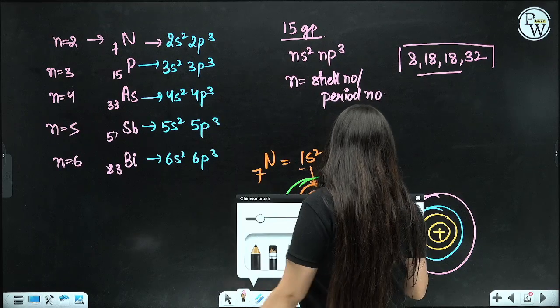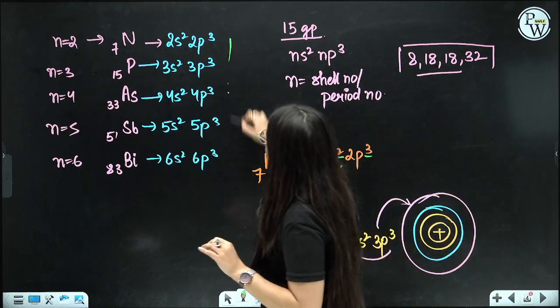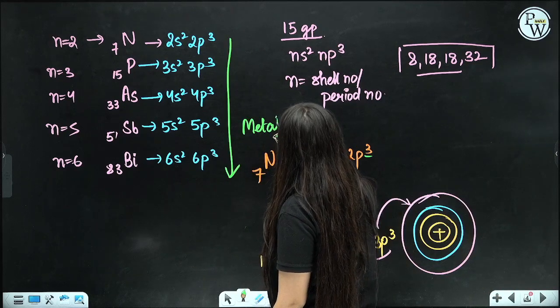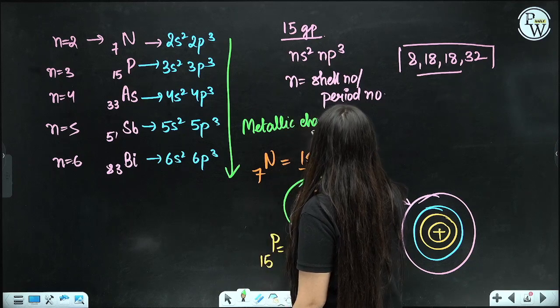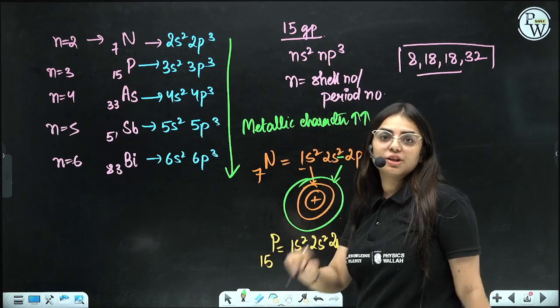Moving on to the next part, students, we have the metallic character, and let me tell you, the metallic character from top to bottom is going to increase. What is going to happen to metallic character, ma'am? The metallic character from top to bottom is going to increase. That means the non-metallic character is going to decrease.